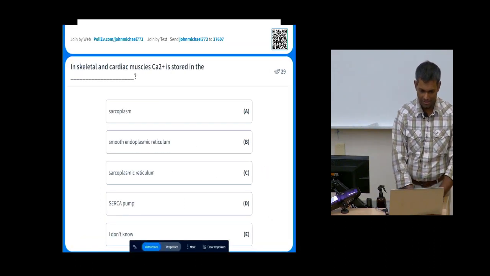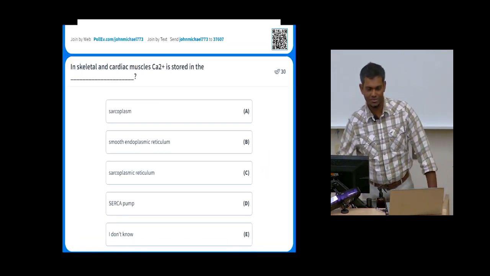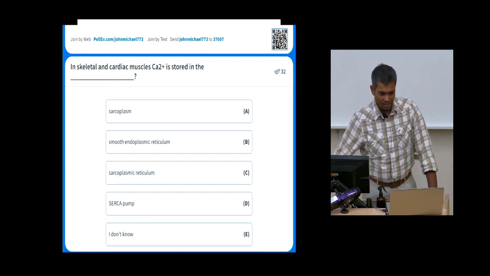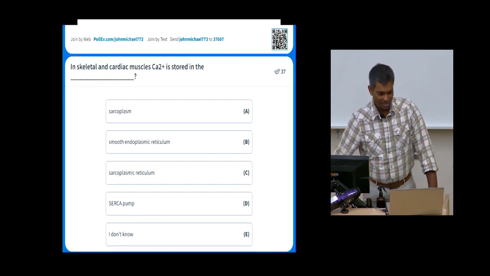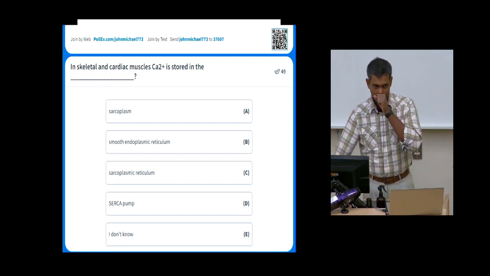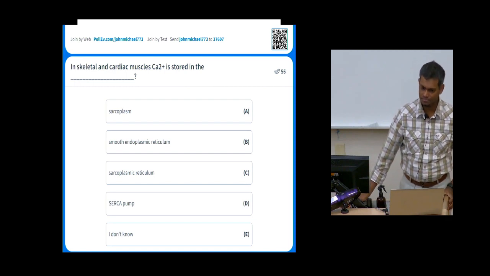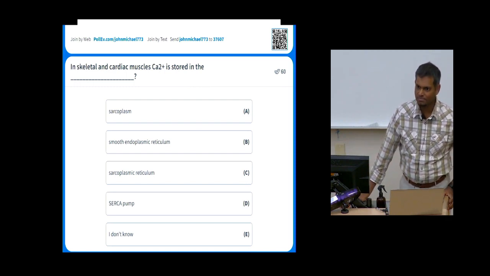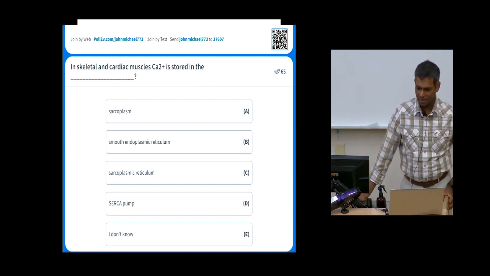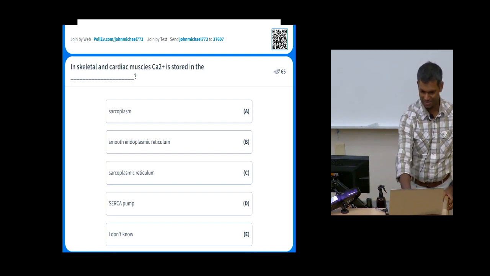Okay, moving on. In the skeletal and cardiac muscles, calcium is stored where? Is it in the sarcoplasm, smooth endoplasmic reticulum, sarcoplasmic reticulum, or SERCA pump? You can see people are pretty confident. The number is increasing pretty rapidly here.